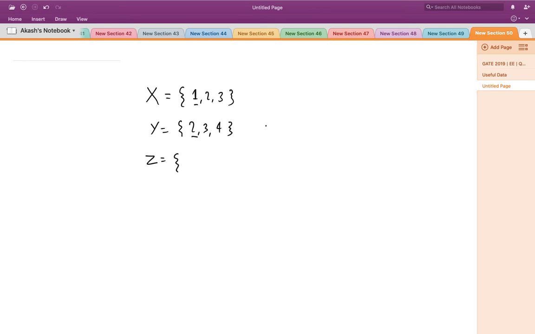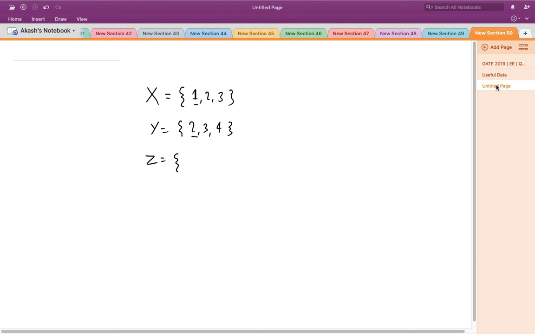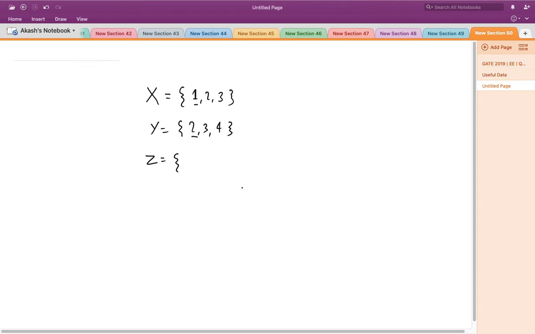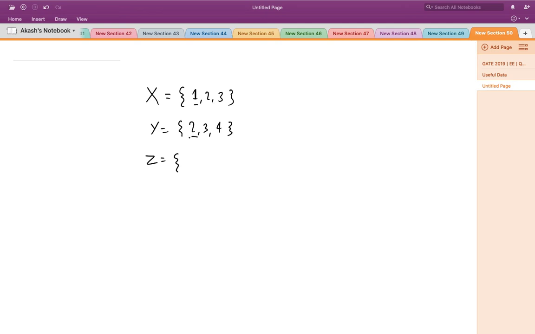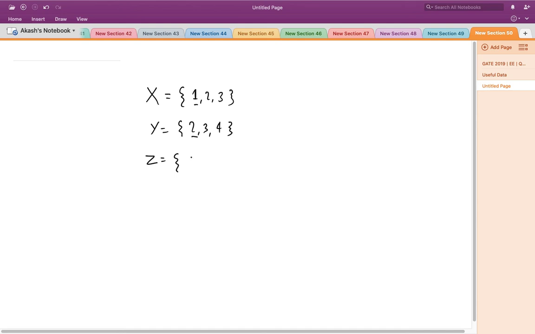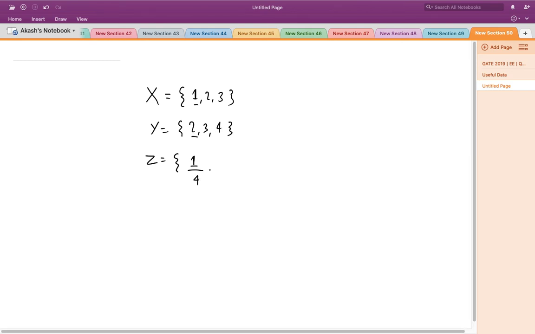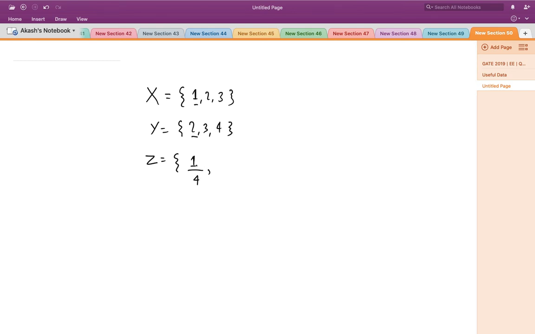Now there can be 9 possible combinations in the set z, in which there may be some common elements which we have to subtract. But if I look at the question, I only need to determine the minimum and the maximum values in this set. So the minimum value in this set can be found by taking the minimum value of the numerator and the maximum value of the denominator. So if I take the minimum value from the set x and the maximum value from the set y, then this would be my minimum element in the set z.